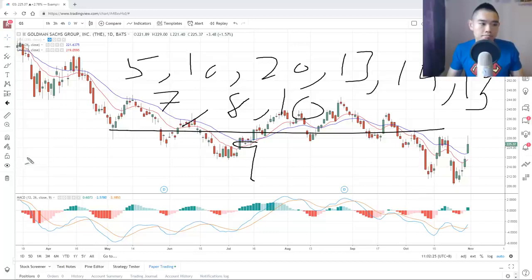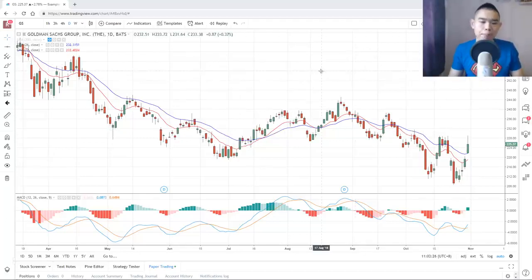Let's say the answer is X. That will be the value of your signal line, because the signal line is simply the 9-period moving average of your MACD line. Simple as that. So that's how you get the orange line. And finally, how do you get the histogram?